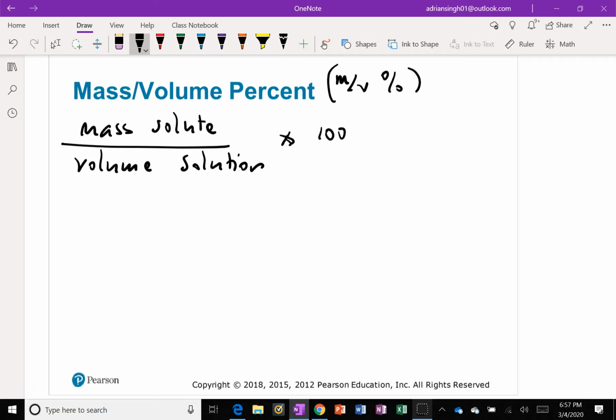Is it mass over mass? Is it volume over volume? Or in this case, is it the mass over the volume?